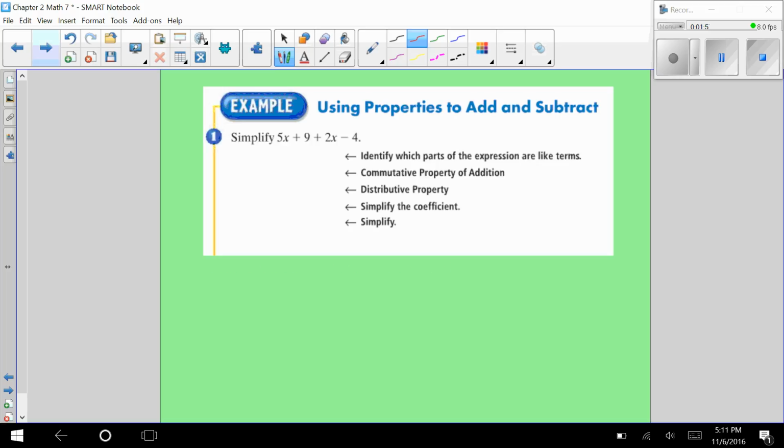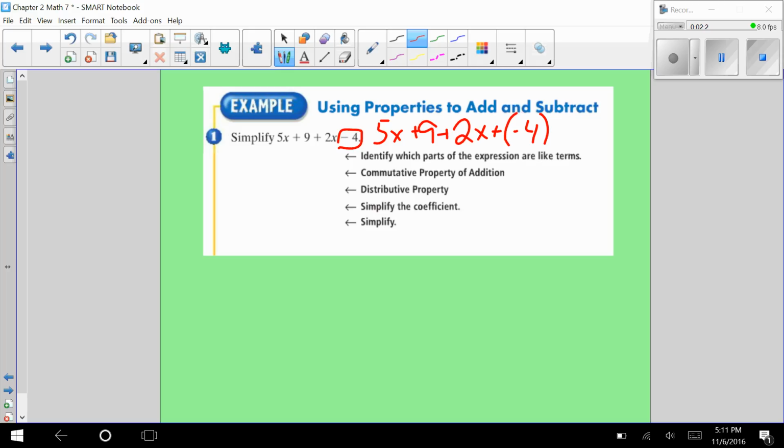So let's simplify. Step 1 actually comes before we do any of this. Our very first step needs to be to rewrite this as a sum. This -4 has to change. So our 5x plus 9 plus 2x can all stay the same. We have to change the -4 into plus -4. That will make your life a lot easier in the long run.